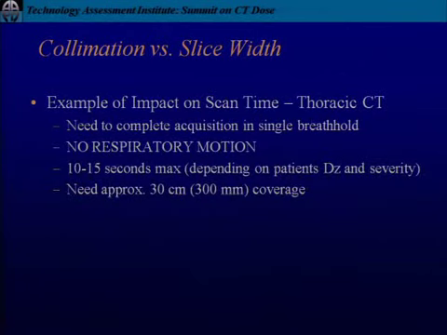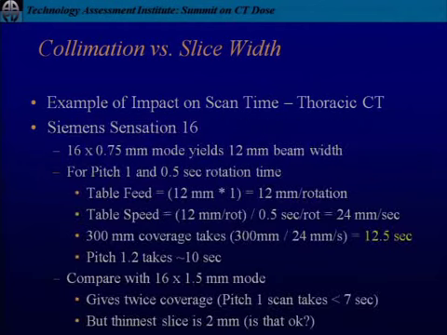Okay, here's one example. I do a lot of work with my institution in the thoracic group. You really want to get through those acquisitions in a single breath hold, right? So Jim was using an example of 15 seconds. You really want to do that so there's no respiratory motion. 10 to 15 seconds max. It depends on the disease and the severity of the disease and the patient's capabilities. But you really want to keep that down. And you need to get approximately 300 millimeters of coverage, okay? Some are less, but I'm just throwing these out as ballpark numbers.